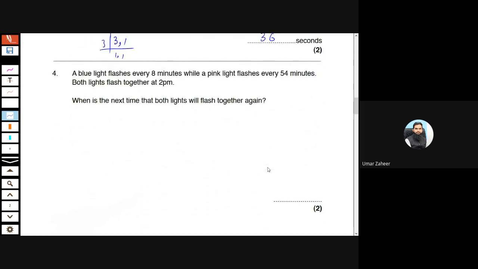Mariam, can you please read the question? A blue light flashes every 8 minutes, while a pink light flashes every 54 minutes. Both lights flash together at 2 p.m. When is the next time that both lights will flash together? It's exactly the same type, but the starting time is 2 p.m. and you have to tell the next time. First of all, we are going to find the LCM of 8 and 54.